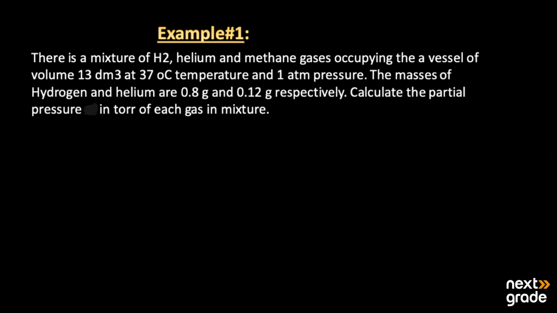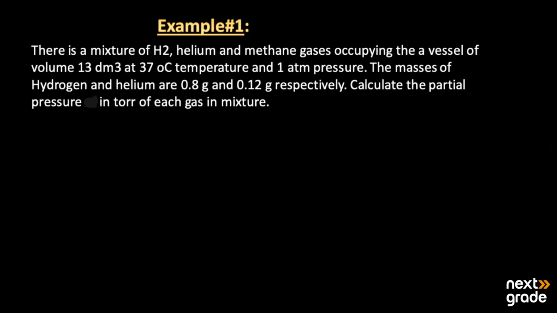Next we have an example for partial pressure. Here we have a mixture of hydrogen, helium and methane gases, so we have just three gases. They are occupying a vessel. The volume is 13 dm cube, the temperature is 37 degrees Celsius and the pressure is 1 atmosphere, and the masses of hydrogen and helium are 0.8 gram and 0.12 gram respectively. We have to calculate the pressure in torr of each gas in the mixture.